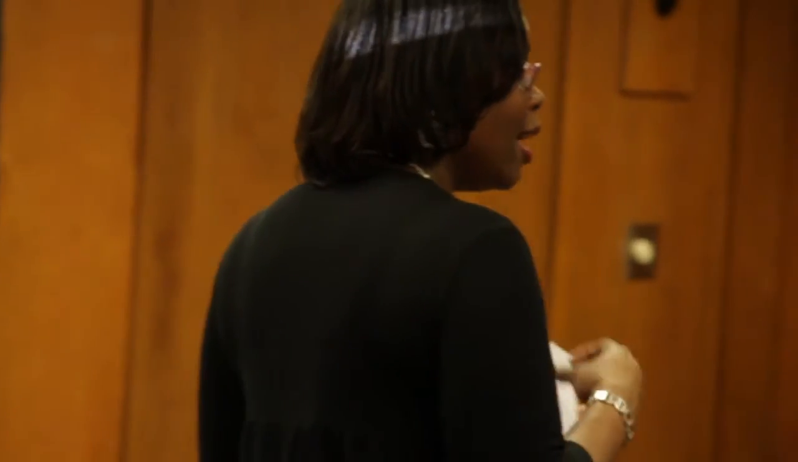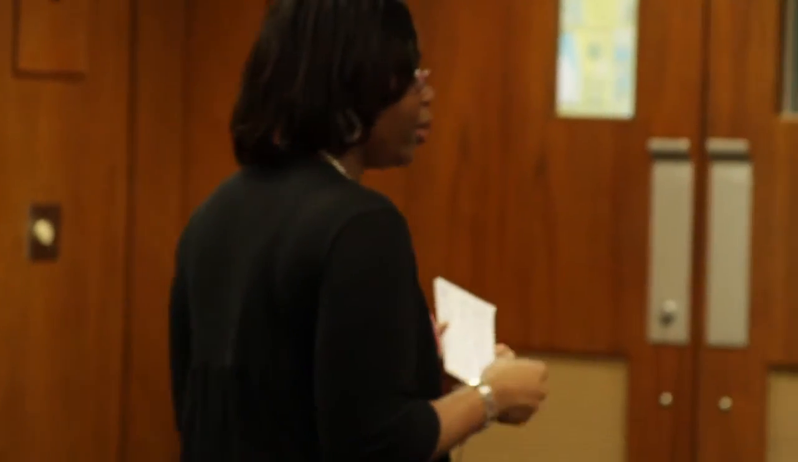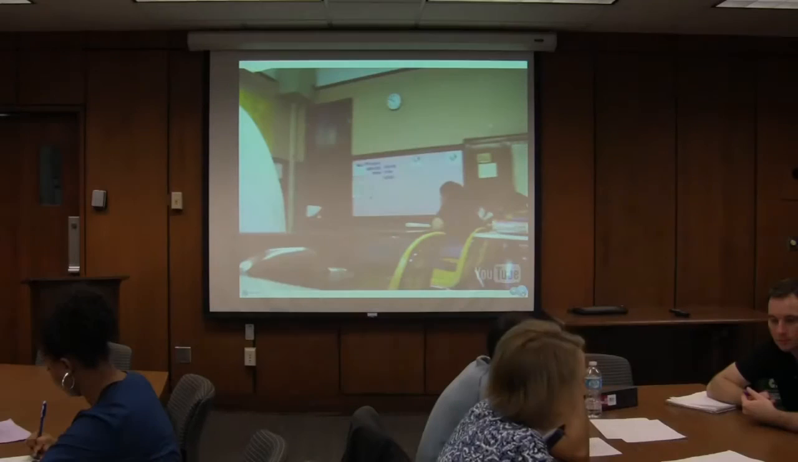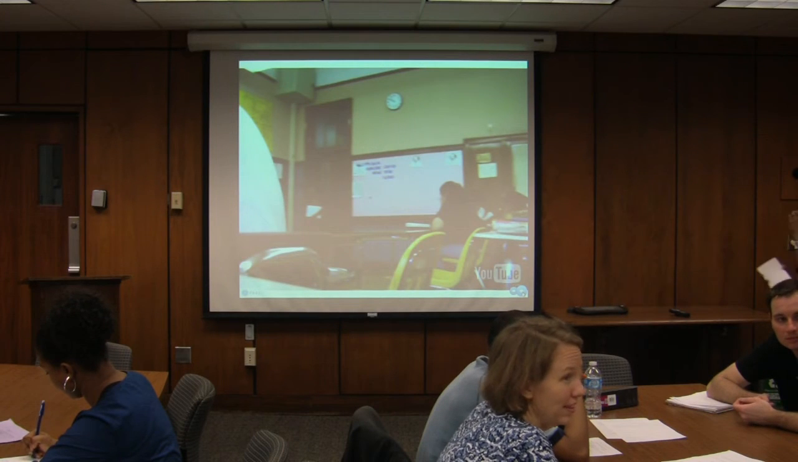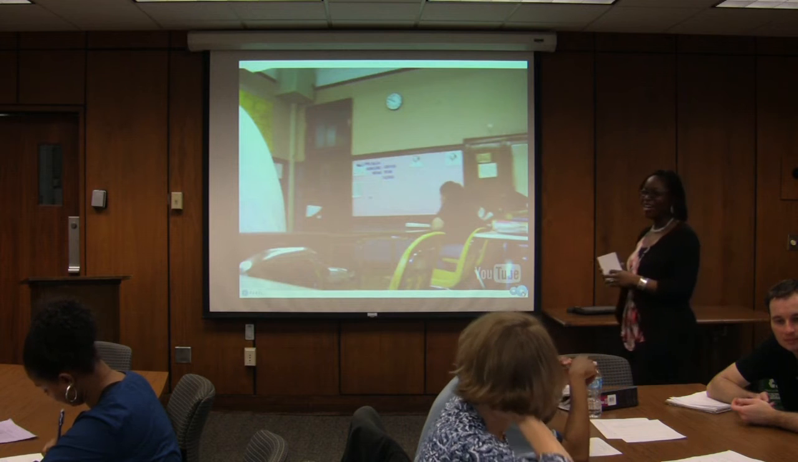So table 1, I would like one person to be the student and one person to be the teacher, and as a group develop one alternative way to handle this particular student. Table 2, you have the same assignment. One person needs to be the teacher, one person needs to be the student, and develop an alternative way to handle this assignment. And you have approximately 2 minutes. 5, 4, 3, 2, 1.